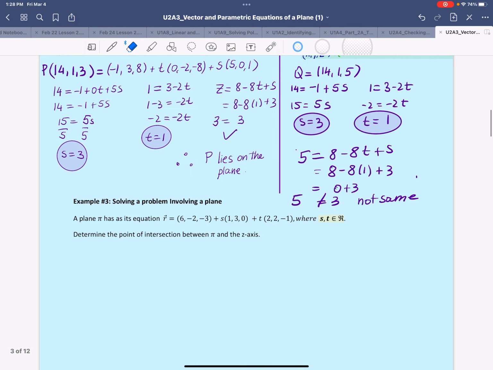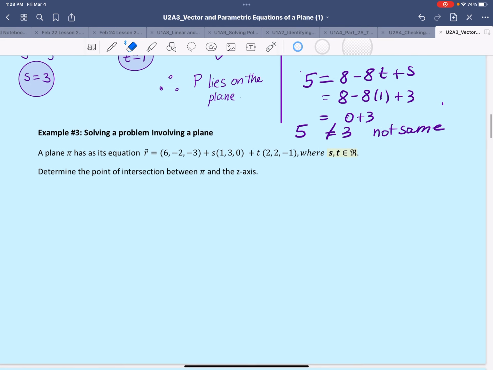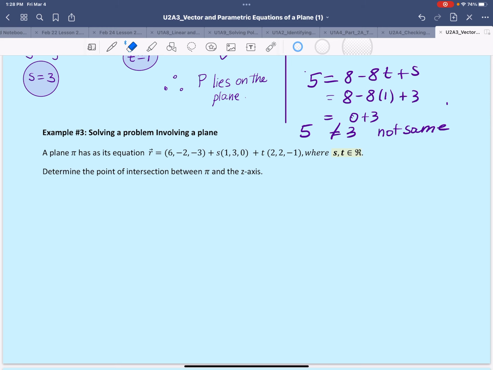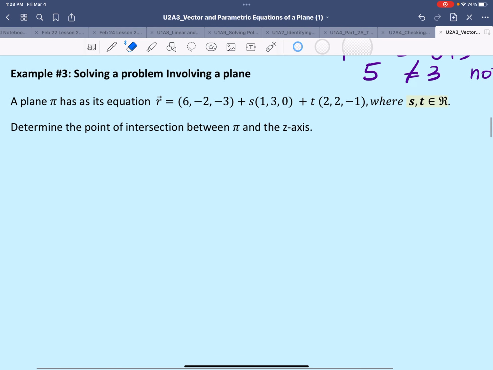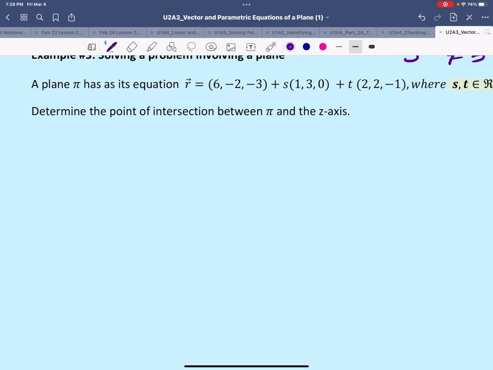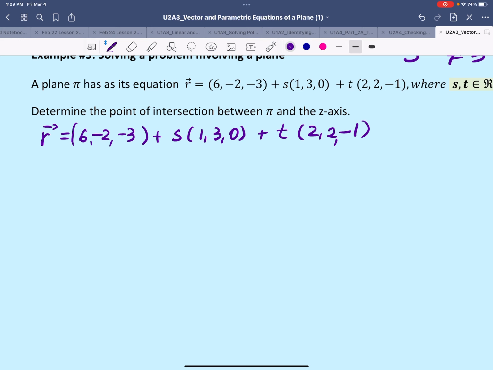In the next example, we have to solve a problem involving a plane. We are given the vector equation of a plane, and we have to find the point of intersection between the plane and the z-axis. So let's rewrite the equation first. We have 6, negative 2, and negative 3, plus s, 1, 3, 0, and then plus t, 2, 2, negative 1. We have to find the point of intersection of this plane with the z-axis, so we're going to need the coordinates of a point on the z-axis.